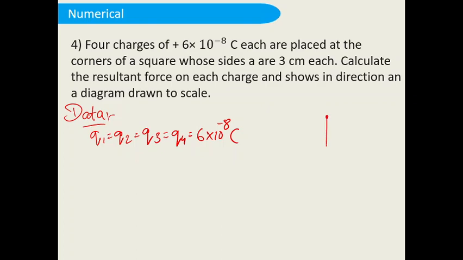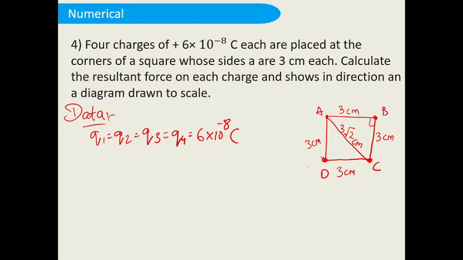So this is the square. A, B, C, D is a square. Square means all sides are the same, 3 centimeter each. So all are 3 centimeter. This again 3 centimeter, this again 3 centimeter. If you want to consider a diagonal, the diagonal can be calculated by using Pythagoras theorem. AB square plus BC square is equal to AC square. You will get 3 root 2 centimeter. If you want, you can calculate it.